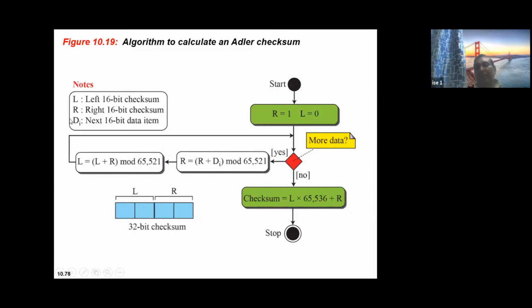Have you understood? So Fletcher method was only meant for 8 bits, and in this method the data will be a 16-bit item. You got the idea? Yes or no? It's the same thing. And the checksum formula is L into 65,536 plus R. This is how you have written the program.